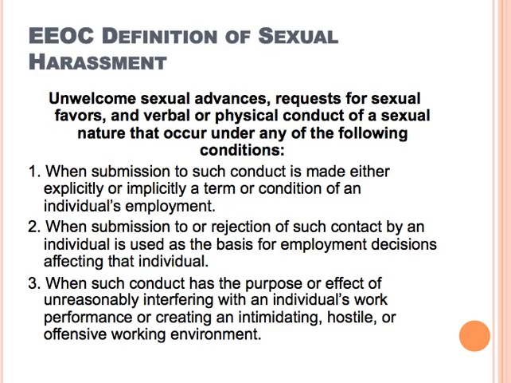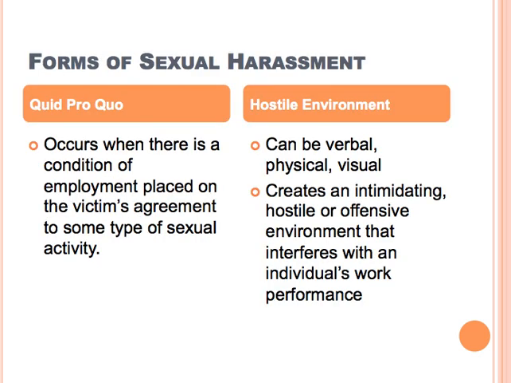In terms of defining sexual harassment, we think of it as unwelcome sexual advances, requests for sexual favors, and verbal or physical conduct of a sexual nature that occurs under the following conditions. I want to take us to the next slide and talk about the two forms of sexual harassment that come up. One is quid pro quo and one is hostile work environment. These are the two primary types of sexual harassment we might see on the job. Quid pro quo, another way to think about this is something for something.